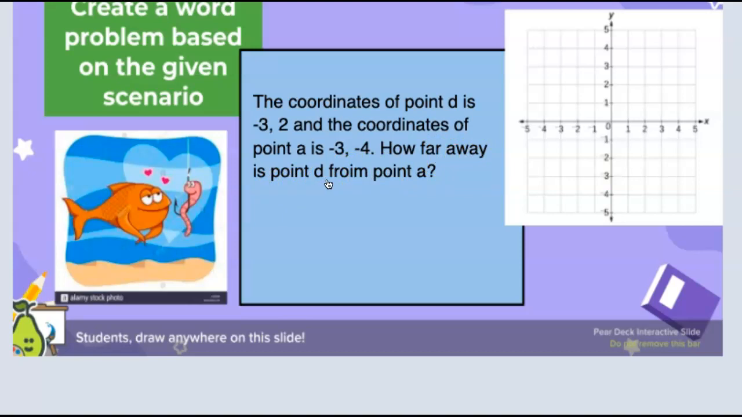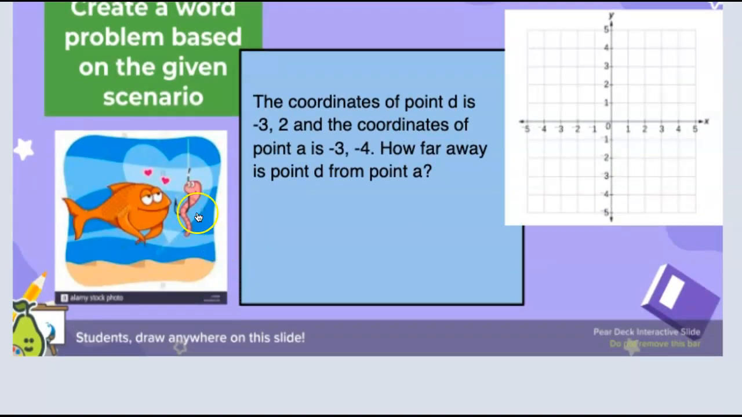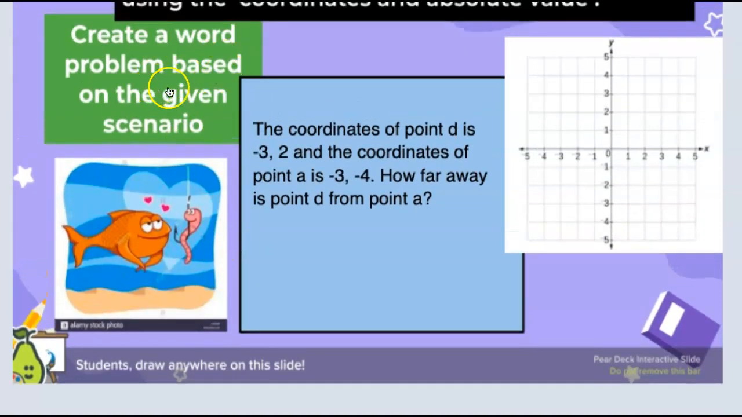So if you said your hook is at, you could say the hook and the fish. All right, you have to be specific. Create a word problem based on the given scenario. So instead of point A, you say the location of the fish and the location of the hook.